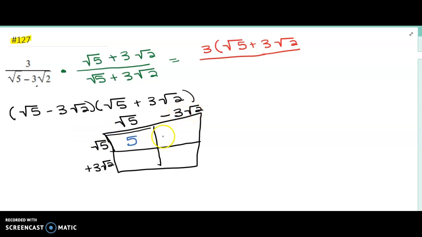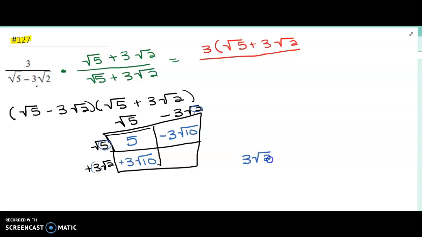Okay, here I have negative 3 square root of 2 times square root of 5, so we just multiply what's on the insides together, so negative 3 square root of 10. Here, 3 stays on the outside, this is a plus, positive. Square root of 2 times square root of 5 is square root of 10. And I'll write this out over here.